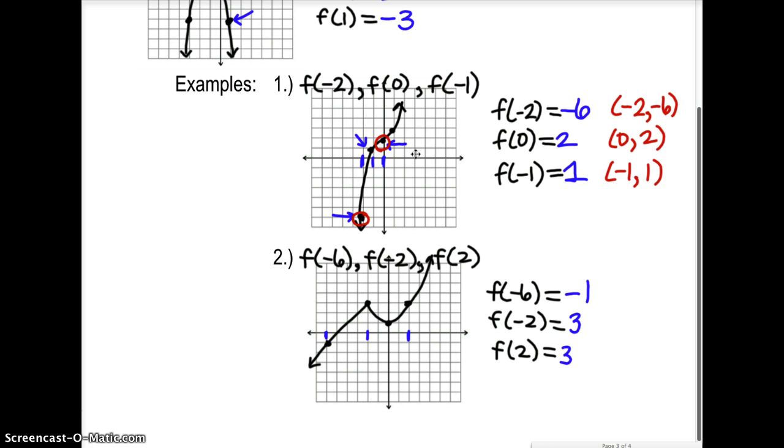Function notation relates those input and output and helps us write ordered pairs. Here's another ordered pair, negative 6, negative 1. Negative 2, 3. 2, 3. Function notation, very, very useful for writing ordered pairs. So if you have a graph, you're looking for points on the graph based on what the input is and what the output is on the graph.